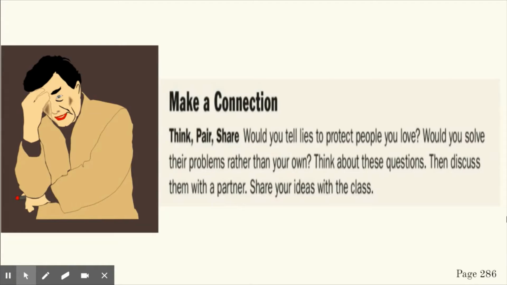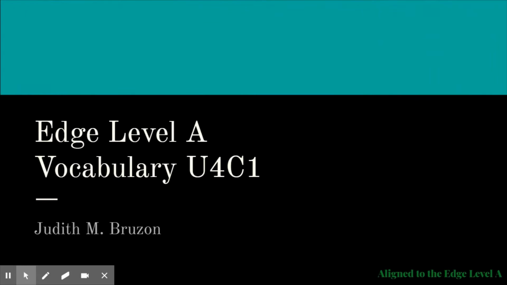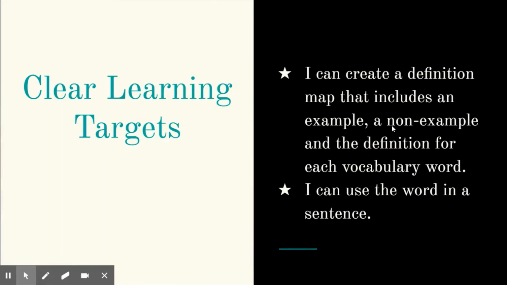Well, I hope you had a good time sharing with somebody close to you. And with that, I am going to introduce our topic for today. As I mentioned before, this is the Edge Level A book, and I am introducing today vocabulary for Unit 4, Cluster 1. Okay, this is aligned to the Edge Level A curriculum. I'm sorry, just have to mention that again to make sure that we all know where we are. Okay, and let us go ahead and begin with our clear learning targets.